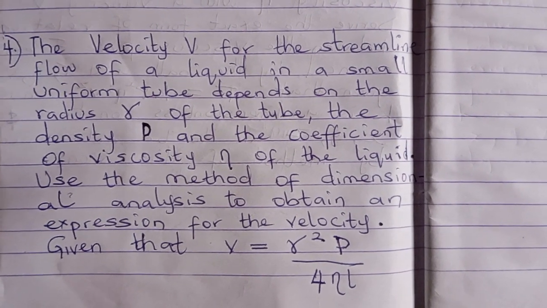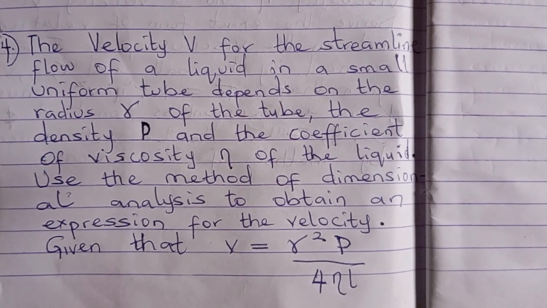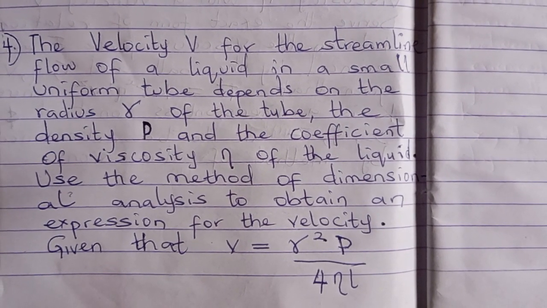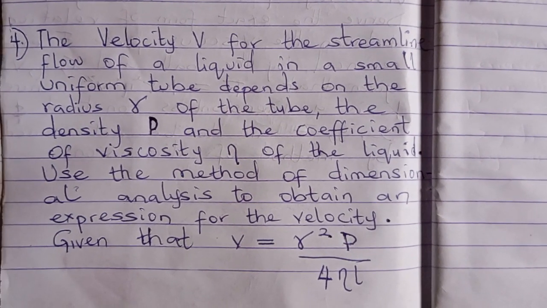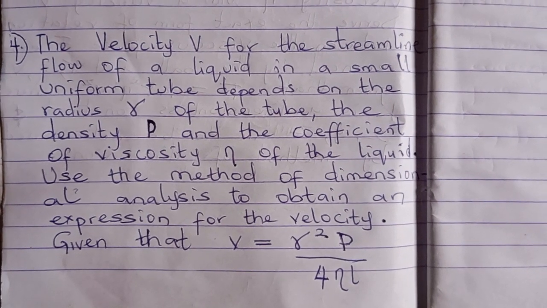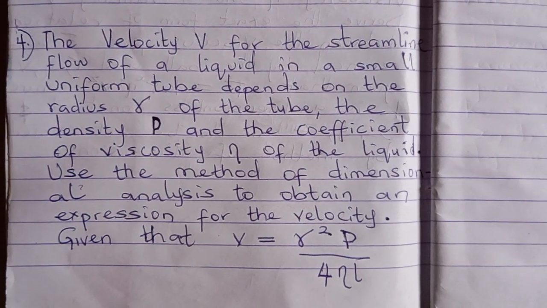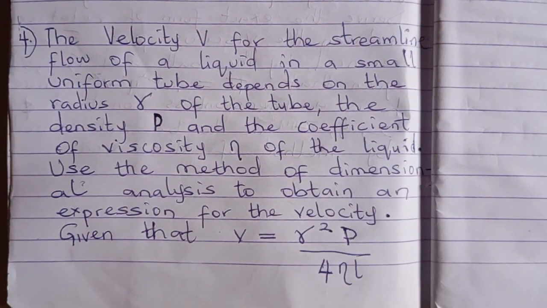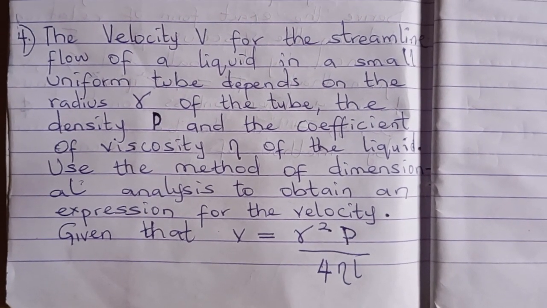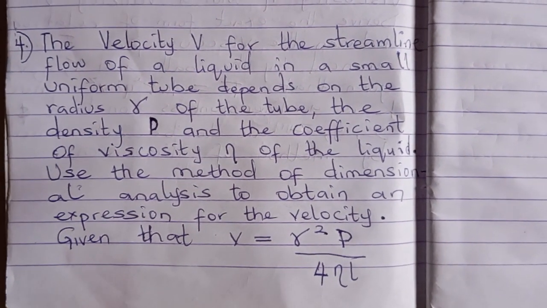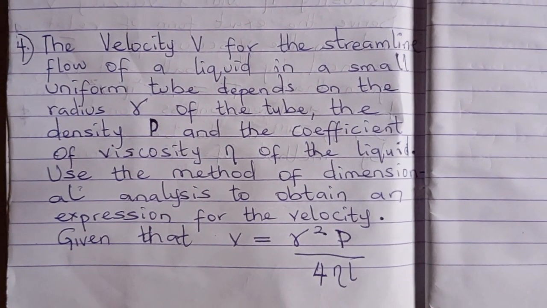The velocity v for the streamline flow of a liquid in a small uniform tube depends on the radius r of the tube, the density, and the coefficient of viscosity of the liquid. Use the method of dimensional analysis to obtain an expression for the velocity.